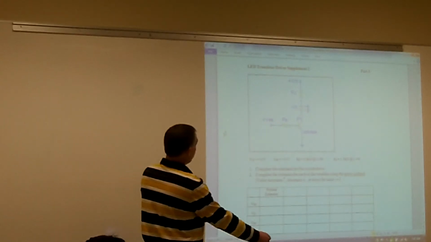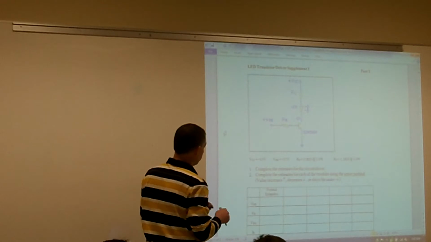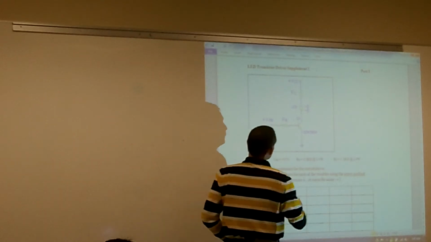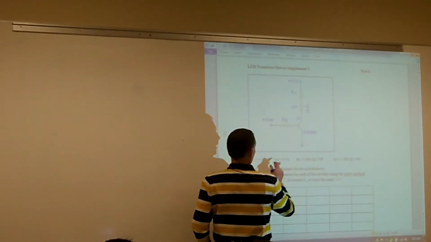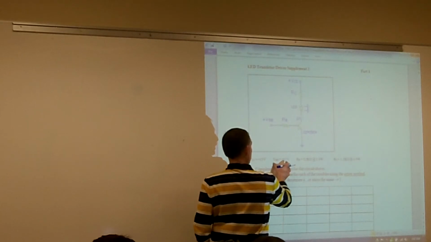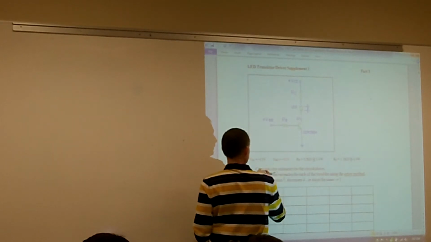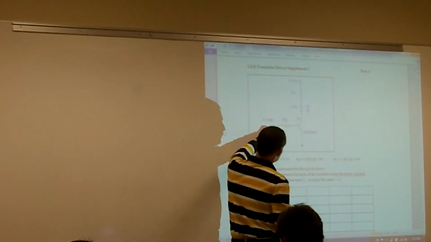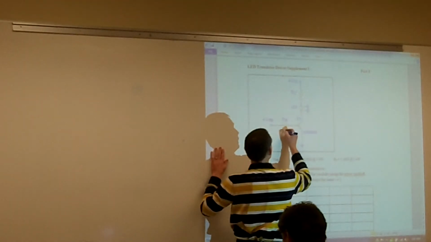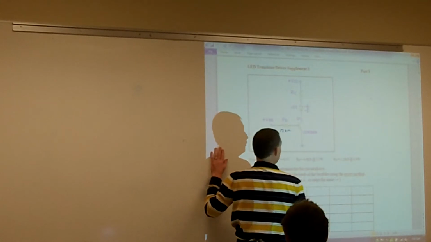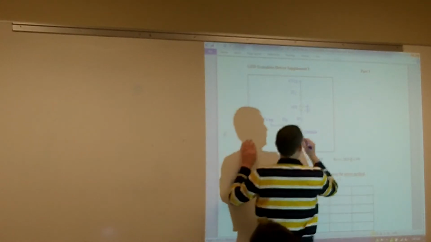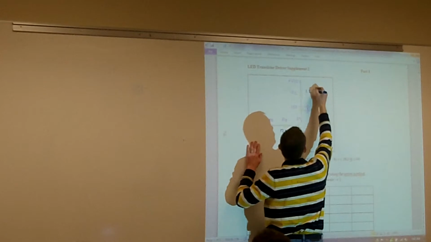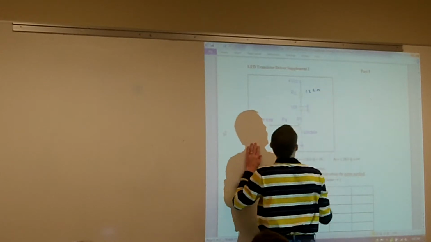So again, just like any other time when we're analyzing it, we have our base voltage at plus 15 volts, our VCC is plus 15 volts, our RB is 12 kilo-ohms, and RC is 1.2 kilo-ohms.